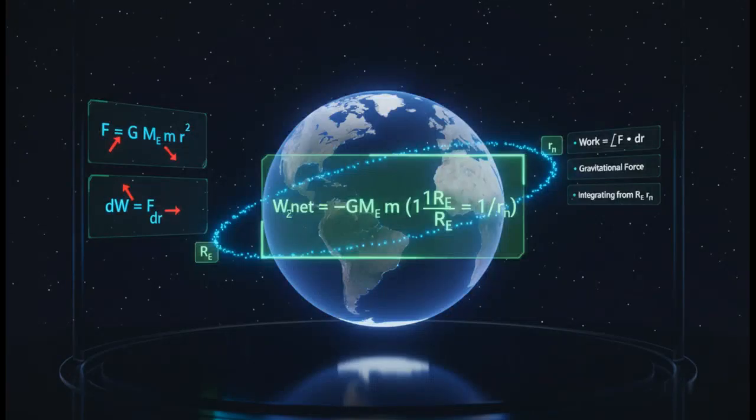Now, if we use calculus to add up the work done over all of those infinite little steps, we land on this expression. This tells us the total work needed to move a mass m from Earth's surface at radius r sub e out to some final point r sub n. Don't sweat the calculus derivation, just focus on the idea. We're summing up all the tiny bits of work.